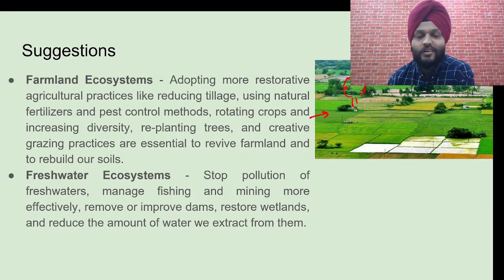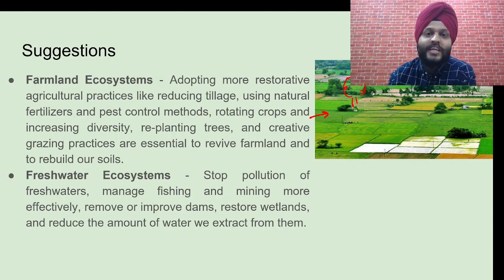It's not a rational thing to do because it will affect the food security, nutrition security, and also the livelihood security of the farmers. A large number of people depend on farmlands for their income. In India, it is 55% of the population. So we need to do something. What we can do now is mitigate the damage that has been done.